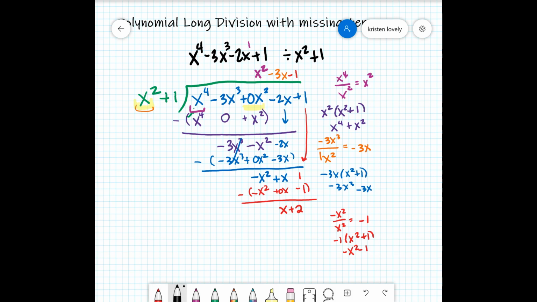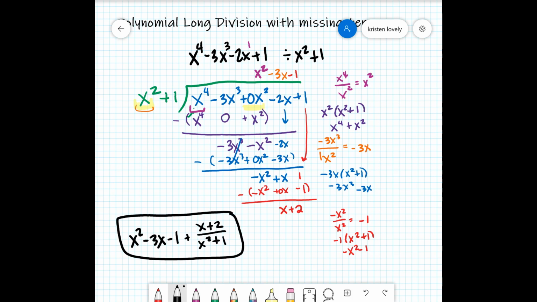So this essentially is my remainder. My answer to this division problem is x squared minus 3x minus 1 with a remainder of positive x plus 2 over x squared plus 1.